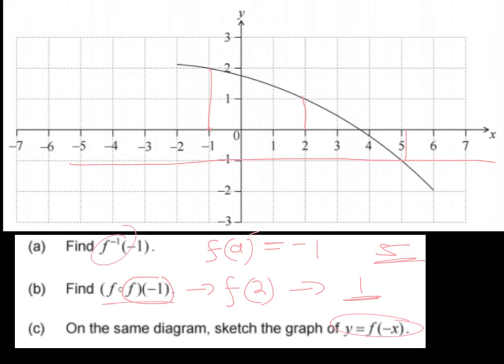So to reflect it in the y-axis, we know it's going to cross this point, and via symmetry we can see it's going to go through this point, and also it's going to go down through here. So your sketch should be symmetrical and something like that.